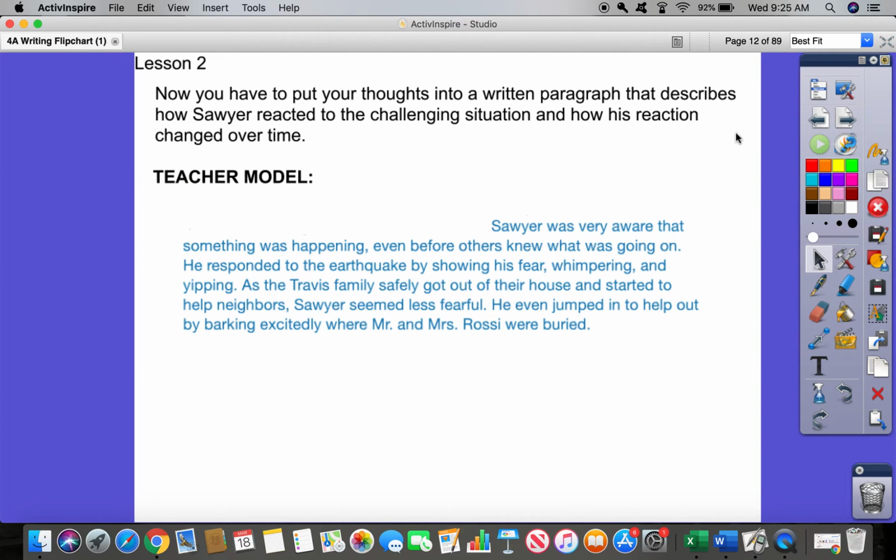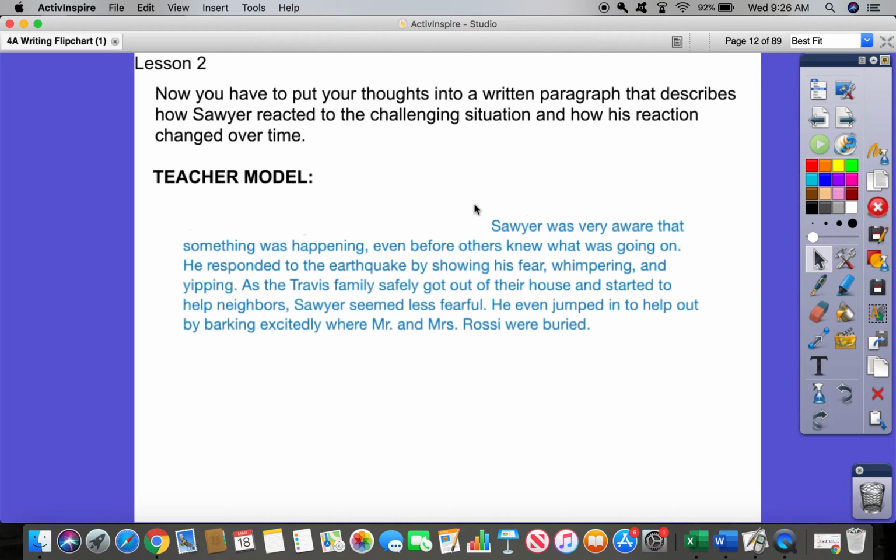So now the next step, you have to put your thoughts into a written paragraph that describes how Sawyer reacted to the challenging situation and how his reaction changed over time. So for example, something I might write would be, Sawyer was very aware that something was happening, even before others knew what was going on.